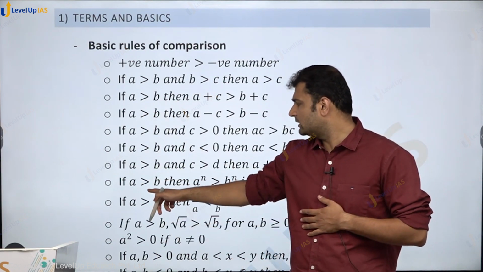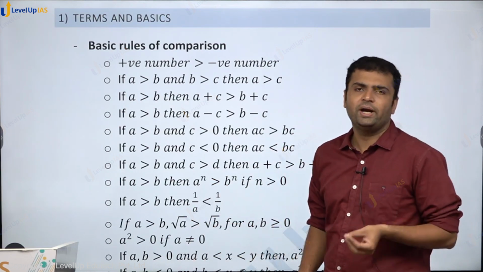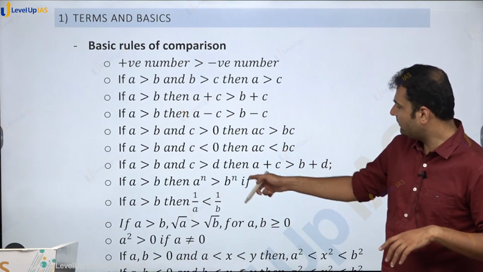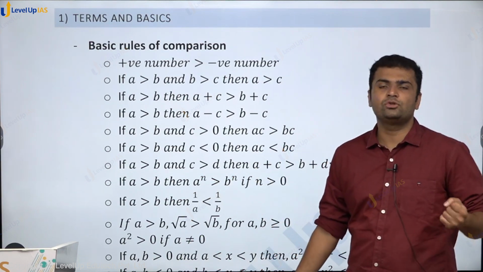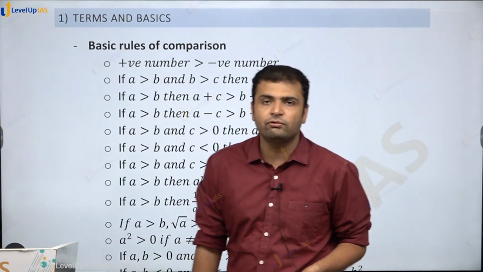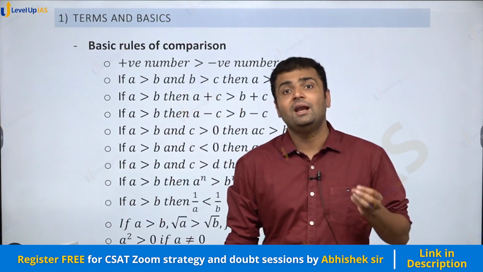Then a greater than b, then any power of a is greater than the same power of b, provided that the power is positive. So if n is greater than 0, then a raised to n is greater than b raised to n. And conversely, if we have n less than 0, then a raised to n would be less than b raised to n.